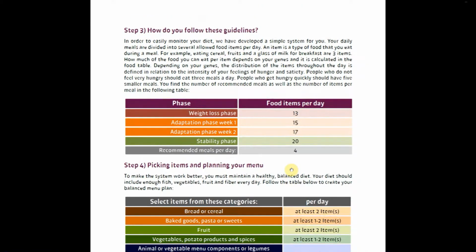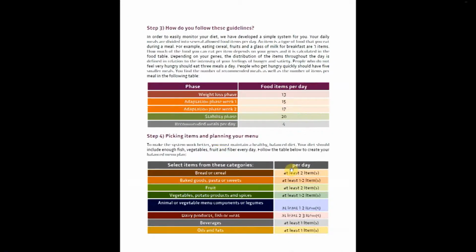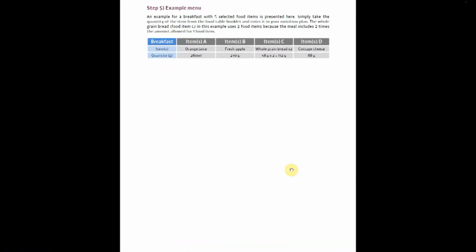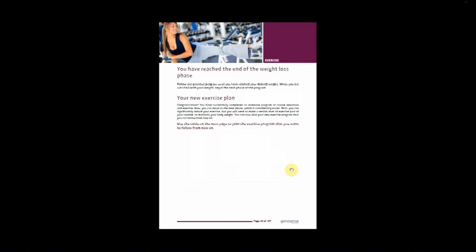Okay, now, if you go to this page, again, you're likely going to have different numbers here. During the weight loss phase, you are allowed to eat, in this case, 13 food items. It might be 15, it might be 20, it's different numbers for different people. And in this case, this person can eat 13 food items. During the adaptation phase, they can eat a little more, and during the stability phase, they can eat 20. And now I need to jump forward to the food item list at the back of the report to show you how this works.